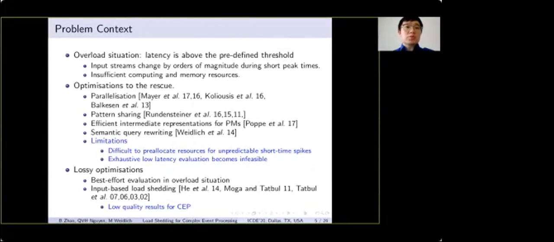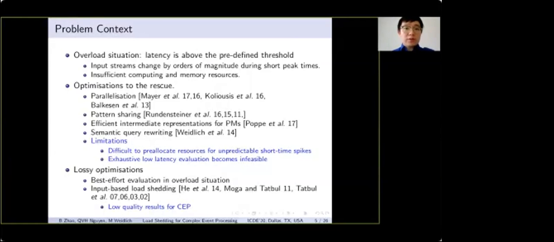To solve this issue, there exist a lot of optimizations, including parallelization, pattern sharing, efficient intermediate representation for partial matches, and semantic query rewriting. However, they have the limitation that it is difficult to pre-allocate resources for unpredictable short-time spikes. Exhaustive low-latency evaluation becomes infeasible. Therefore, we consider lossy optimizations for best effort evaluation. They usually discard some input tuples. However, dropping input tuples usually generates low-quality results.